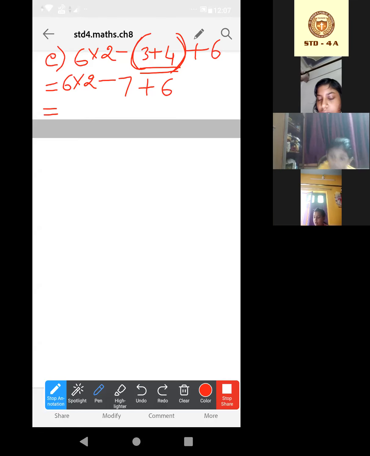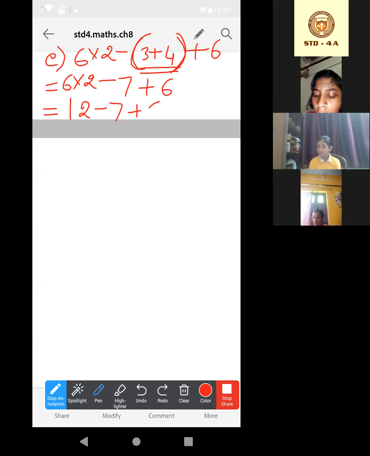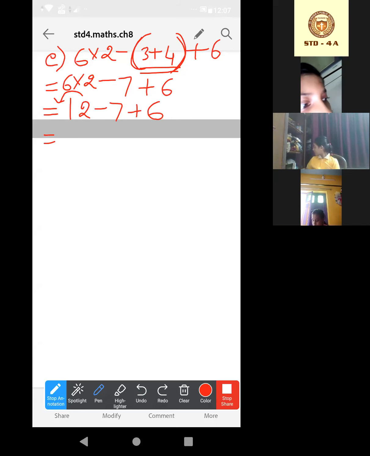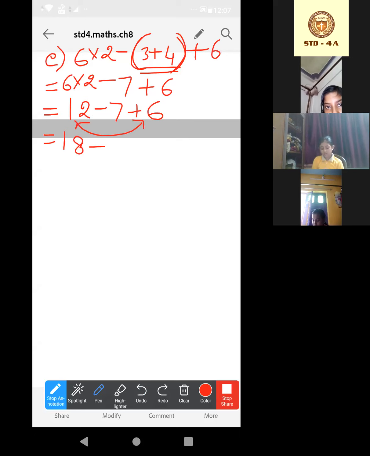Now 6 into 2 is 12. Minus 7 plus 6. First addition, then subtraction. Here, before 12 there is nothing, means it is plus. Now look at this. Minus 7 will not be done first. First we have to calculate the addition part. 12 plus 6 is 18. 18 minus 7 is equal to 11.